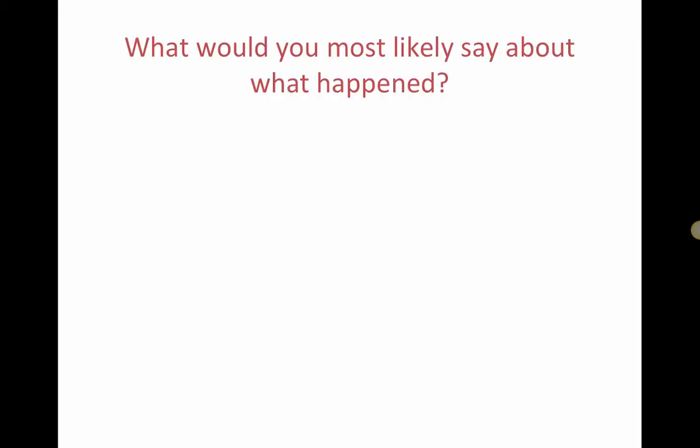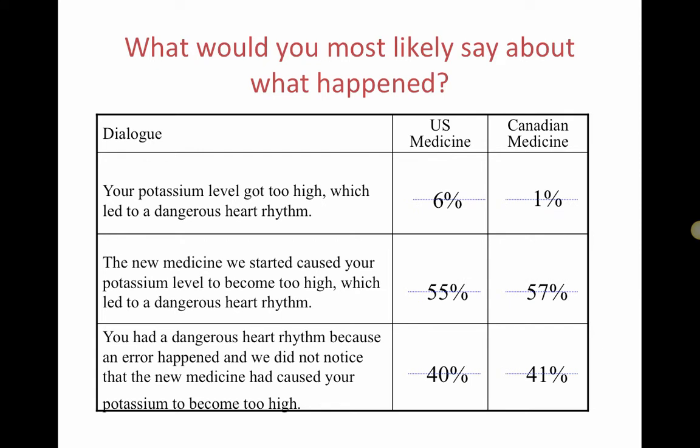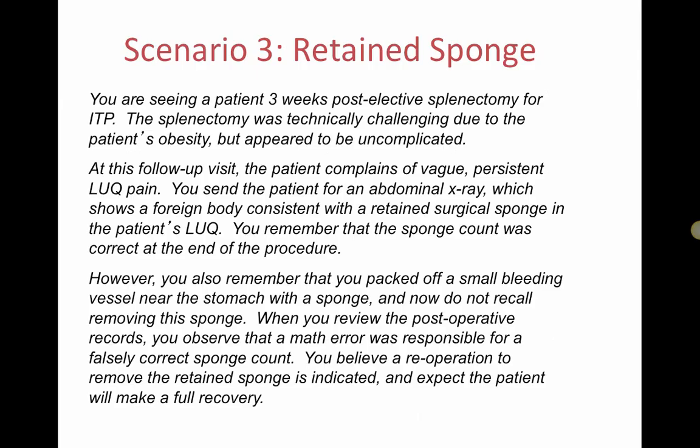What would you most likely say about what happened? 6% would say your potassium level got too high, which led to a dangerous heart rhythm. 55% would say the new medicine we started caused your potassium level to become too high, which led to a dangerous heart rhythm. And 40% would say you had a dangerous heart rhythm because an error happened and we did not notice that the new medicine had caused your potassium to become too high.